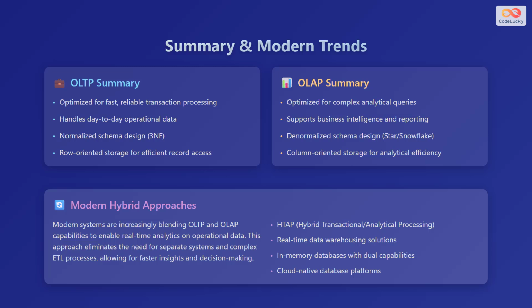Modern systems are increasingly blending OLTP and OLAP capabilities to enable real-time analytics on operational data. This approach eliminates the need for separate systems and complex ETL processes, allowing for faster insights and decision-making. Examples of these hybrid approaches include hybrid transactional/analytical processing, or HTAP, real-time data warehousing solutions, in-memory databases with dual capabilities, and cloud-native database platforms.